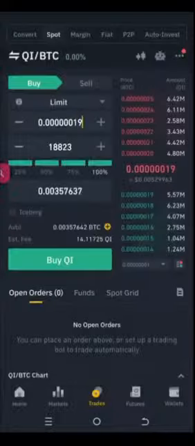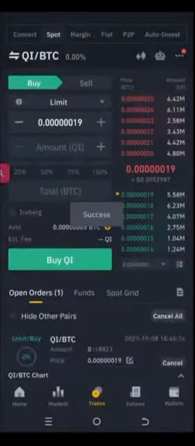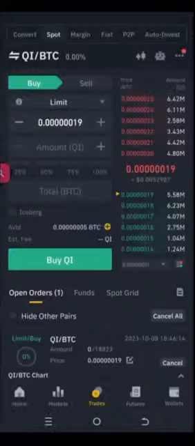So let's go ahead and try it out. Don't forget, this is triangular arbitrage, right? So we buy and then we sell for profit on the other. So let's just go ahead and see how we can do this. Let's buy. Okay, so we're currently in the queue. Let's see how this goes. I'll be back to share with you the results.